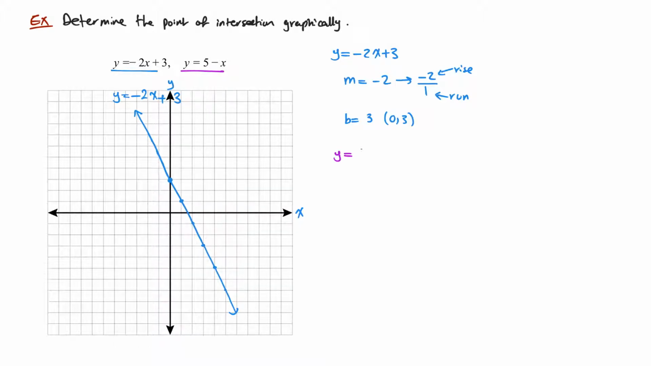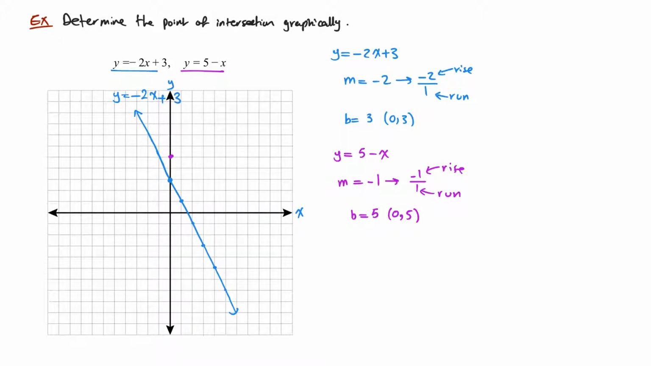Once I have my blue line, I will have to draw my purple. y is equal to 5 minus x. My m value is the coefficient of x, or what's being multiplied by x, and in this case it is negative 1. Negative 1 is the same as negative 1 over 1, meaning that my negative 1 is my rise, and the 1 is my run. My b value over here is my constant value. In this case, it's the value of 5, meaning that I will have a y-intercept of 0, 5.